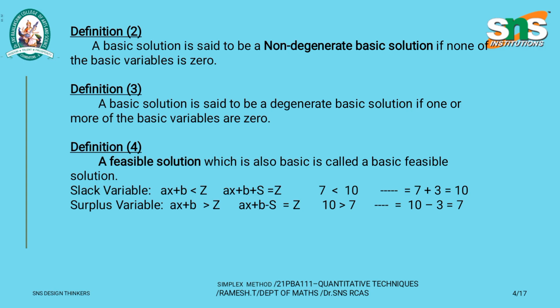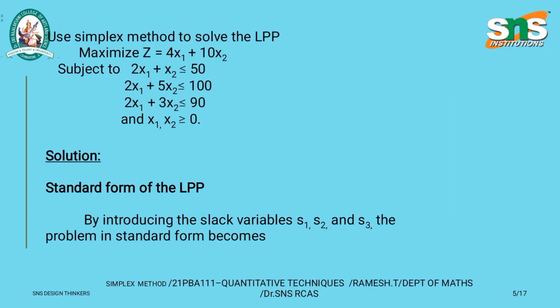Here we have two different variables: the slack variable and the surplus variable. What are slack variables? From the constraints, we add a positive quantity to the left side of the constraint and make the inequality an equality. Then the added variable is called a slack variable. Similarly, for greater than or equal to constraints, we subtract a positive quantity from the left side of the constraint to make it an equality. Then the subtracted variable is called a surplus variable.